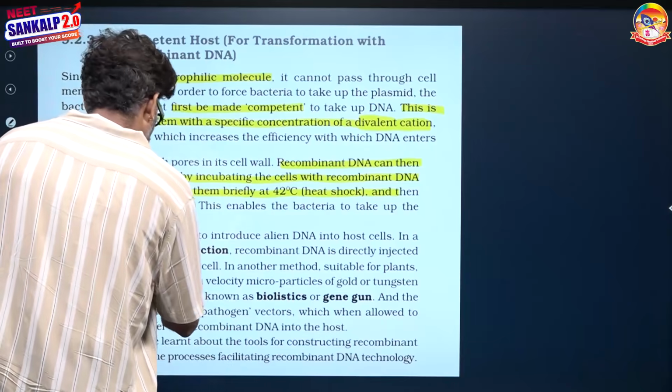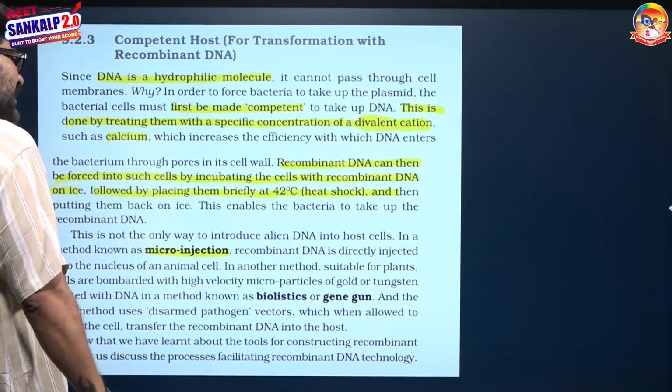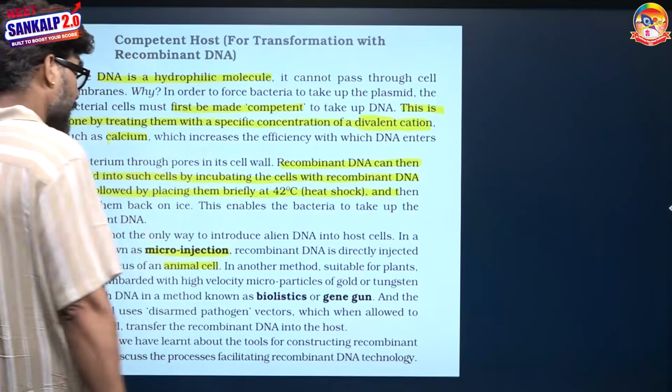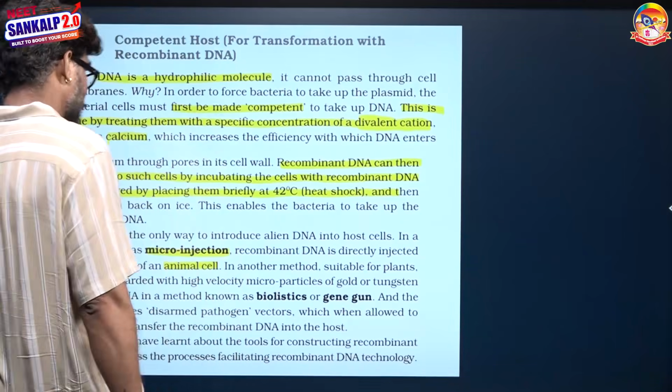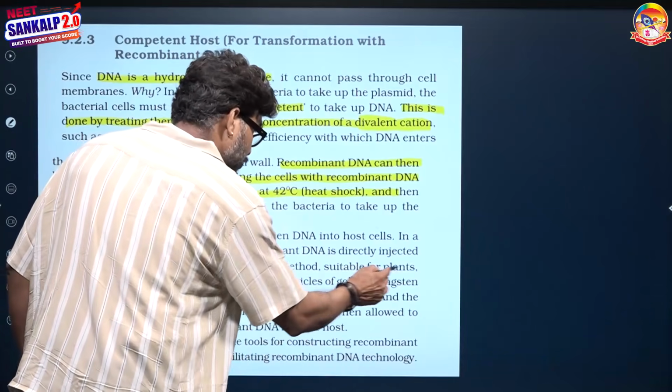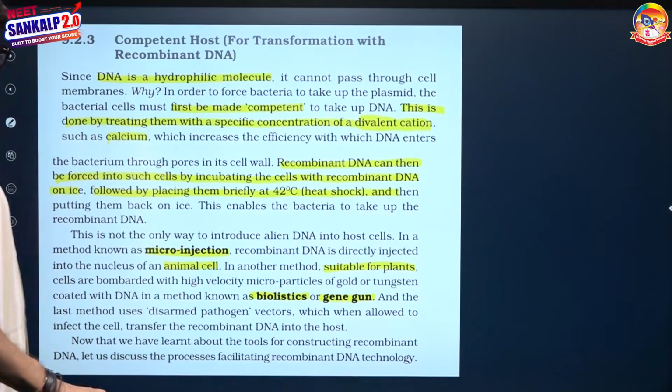For example, microinjection. Microinjection is the direct DNA transfer into animal cells. Similarly, another method suitable for plants is the biolistic or gene gun method. So, the gene gun method is suitable for plants. Remember, microinjection for animal cells, biolistic or gene gun method for plant cells.